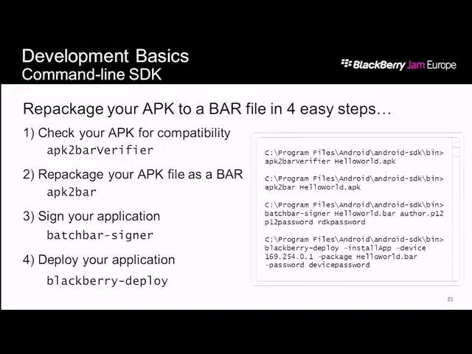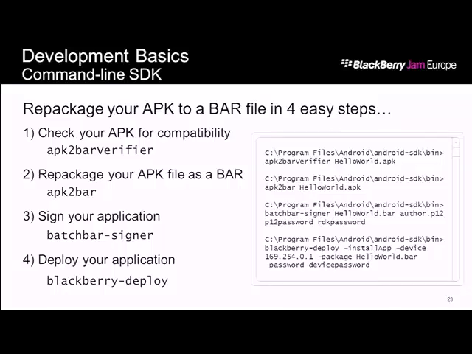Second step is if your verifier is successful, you can go through and actually package your APK file. So that's the second step, APK to bar, and that's pretty straightforward. Here we're basically just taking your APK file, using that command line utility, and it'll produce you a bar file. The next step from there is if you actually want to sign it for distribution on a device or to send it to App World, you need to sign it.